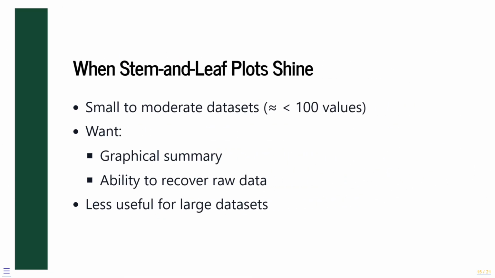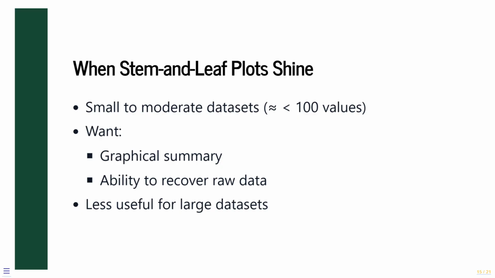Because stem and leaf plots retain every data value, they allow you to see the shape, center, and spread of the distribution and recover the original data set if needed. This makes them especially useful for small to moderate sample sizes, typically fewer than about 100 observations, where displaying individual values is still manageable. Unlike histograms, which group data into intervals and sacrifice some detail, stem and leaf plots show exactly where each observation falls.